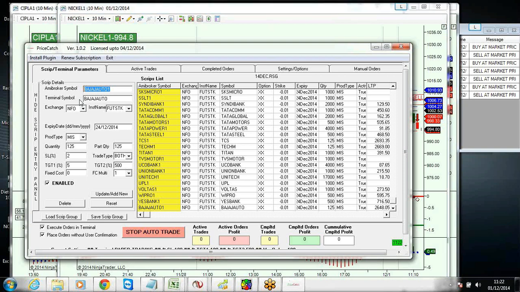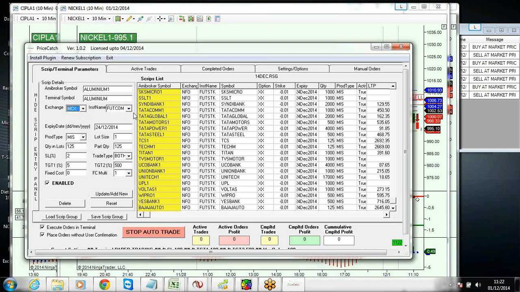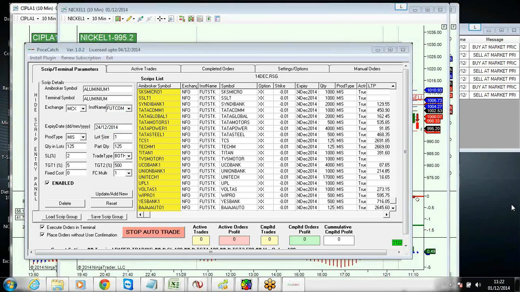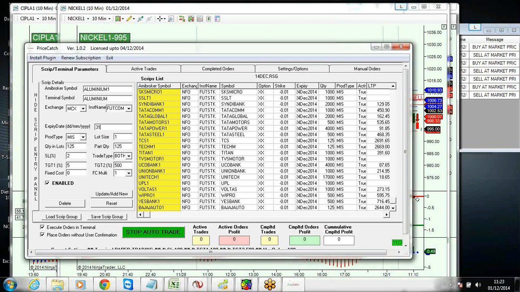So what I'll do is I'll just type it here, ALUMIN. Aluminium 1, and then change this to aluminium. That's it. Nothing else, just aluminium here, and you choose the MCX here, the futures, and you type the contract date. That is, what do you say, Mulesh? 31st December. Yeah, okay. So I will just change the date here. 31/12/2014.